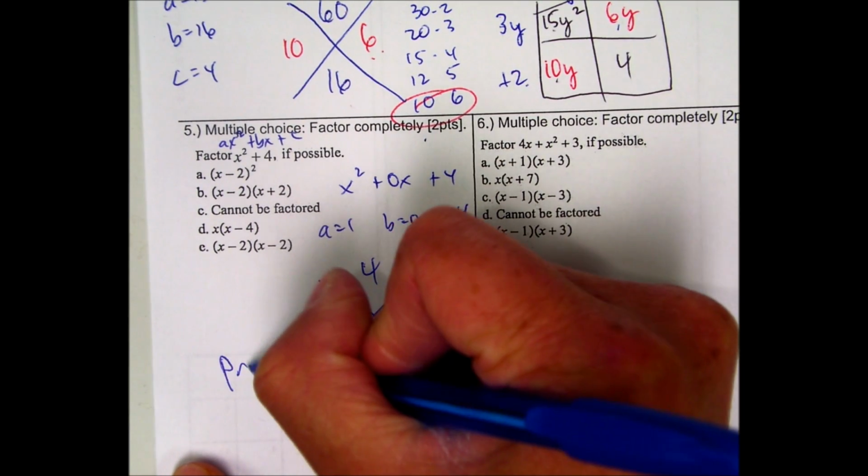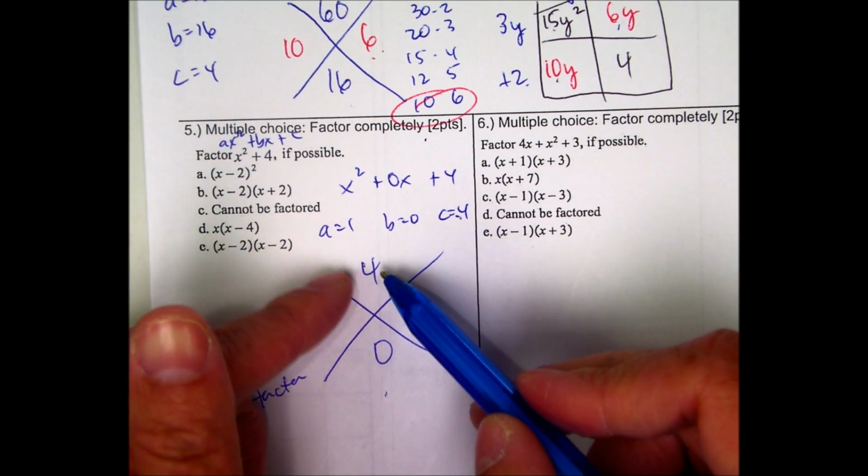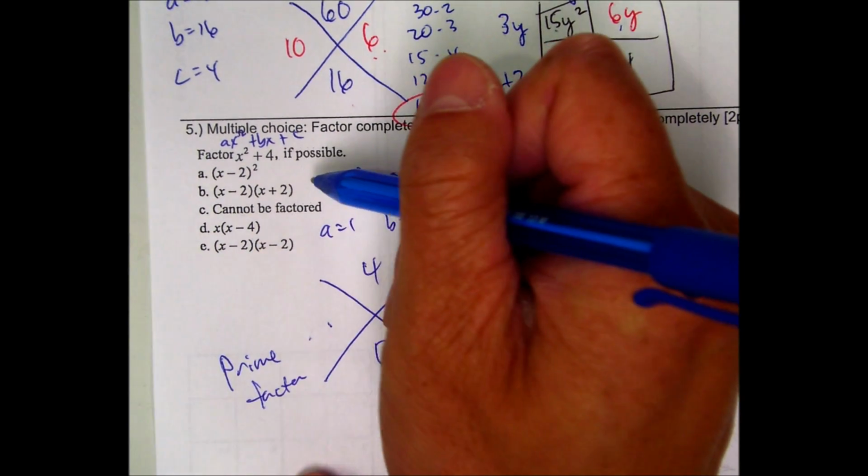This is called a prime factor. There are no two numbers that multiply to be 4 but add to be 0. Your answer is C.